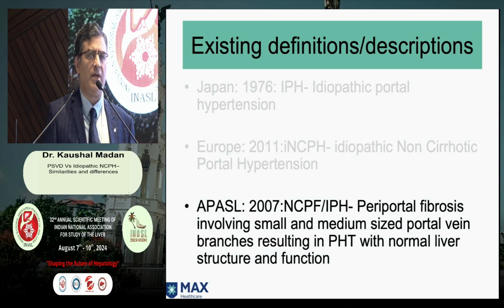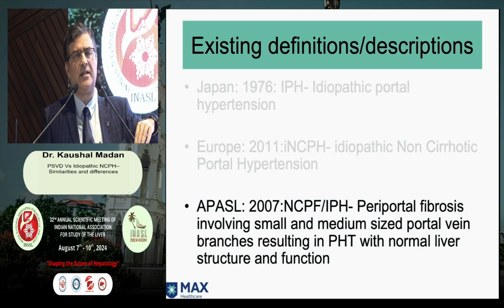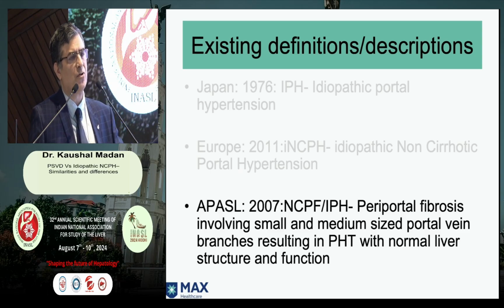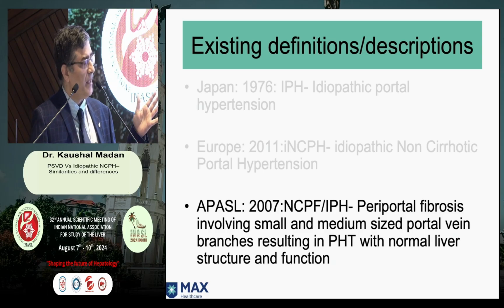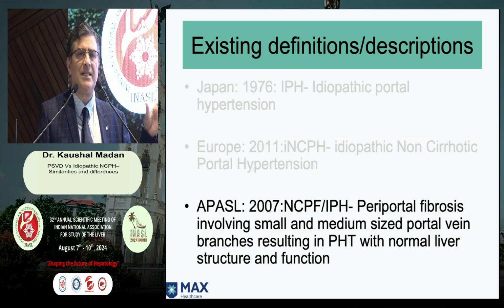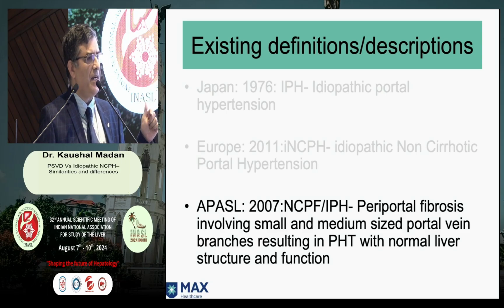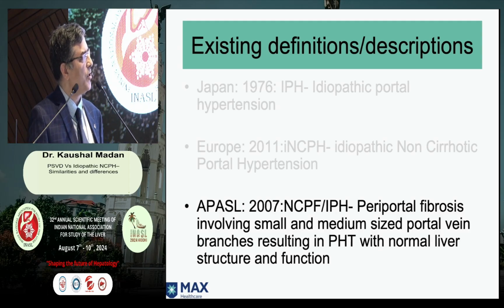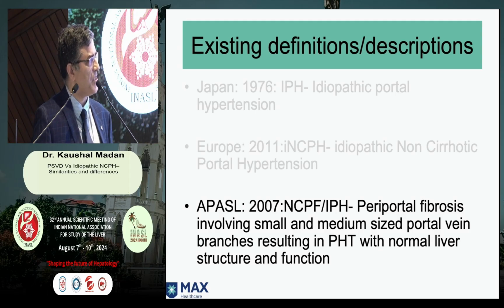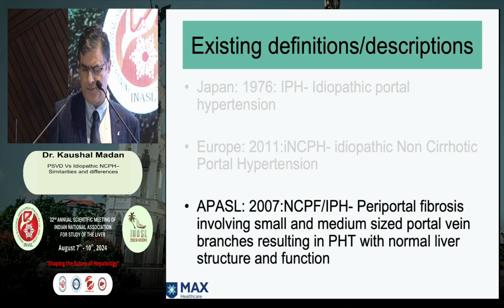And we, over the last five to six decades, have been using the term NCPF, which was also described almost in the 1960s and 1970s. And in the APASL consensus meeting in 2007, they used a common term, either NCPF or IPH. See, so much confusion. So NCPF or IPH was defined as a condition of undefined etiology associated with periportal fibrosis involving small and medium-sized portal vein branches resulting in portal hypertension. So again here, portal hypertension is a must, with normal liver structure and function.